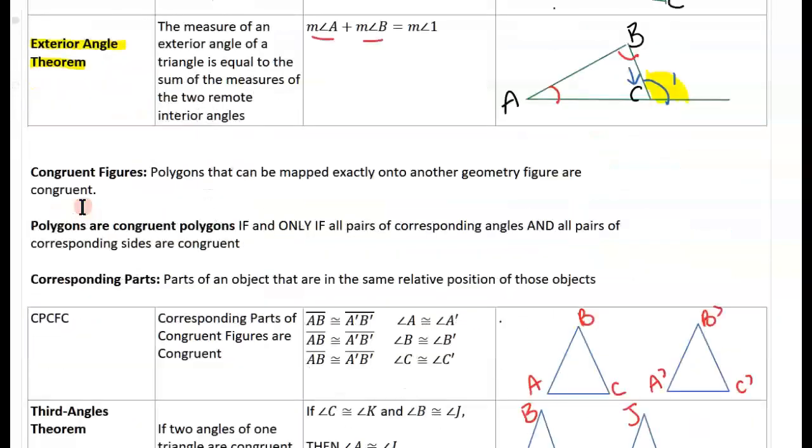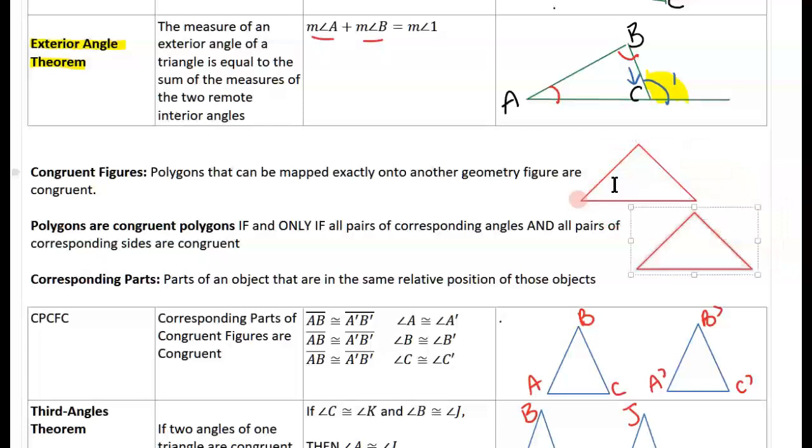They're going to introduce a concept we're going to work with in our next class. A few concepts. We have, first of all, congruent figures. So figures, any polygons, we're going to start with triangles, that can be mapped exactly onto another geometric figure are congruent. So in other words, if I had this triangle and I have another triangle, if this triangle could map perfectly onto that triangle, then they would be congruent.